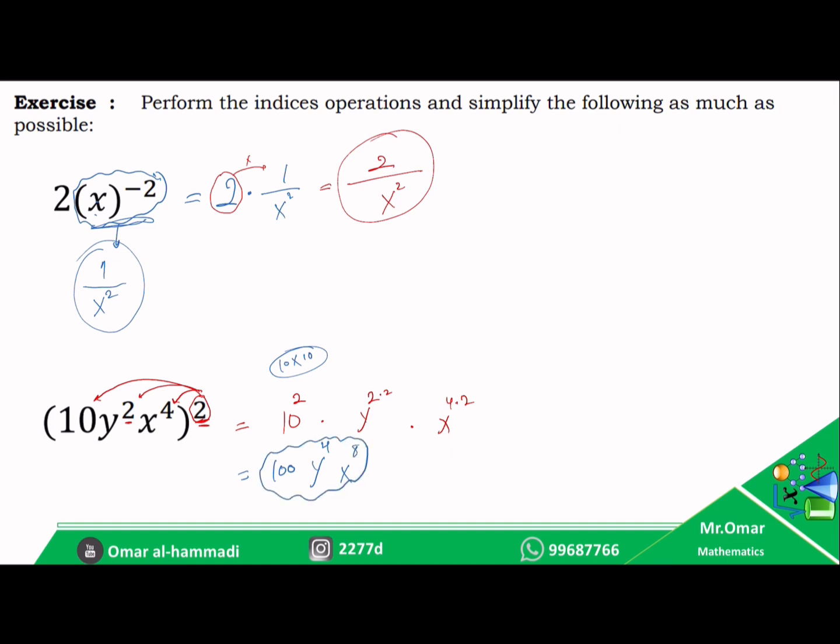Don't forget, please, when we have, for example, a multiplied by b, and the power is n, this is the result. It will be what? a to the power n multiplied by b to the power n. This is the result what we have. This is the rule or the laws. Don't forget, please.